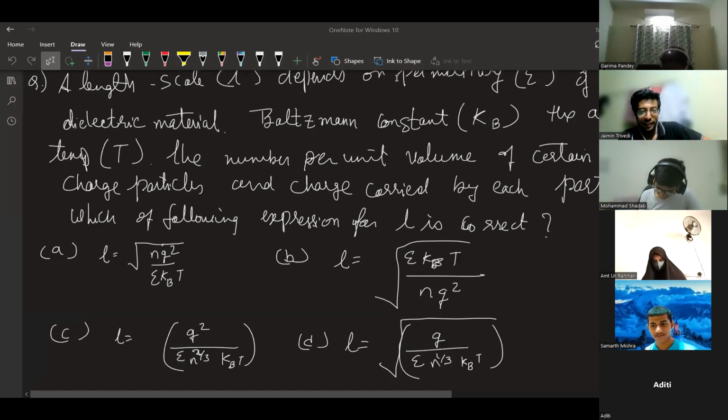So, if D is not correct, then it is A, B, C. But what you're doing is the process of elimination. Cut elimination, cut off.